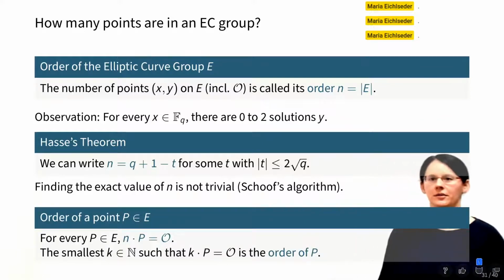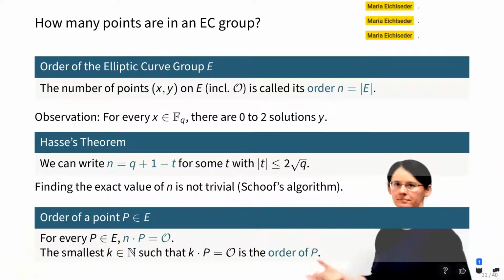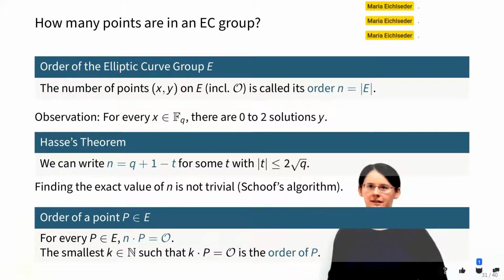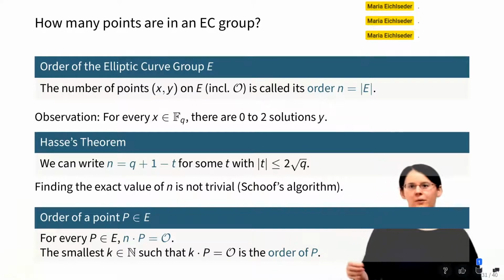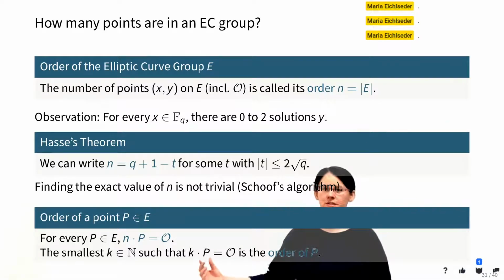What can we say about the order of points on the curve? This is defined like before. When we have a point on the curve, we can again ask the question, how often do I have to add the point to itself? Because adding is the group operation here.